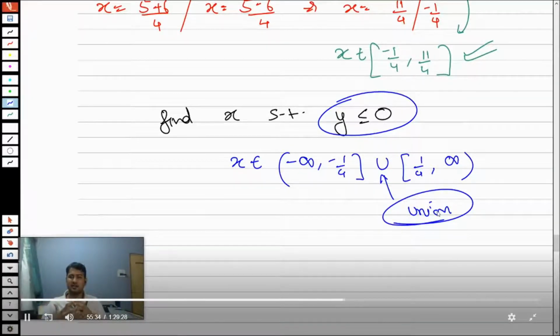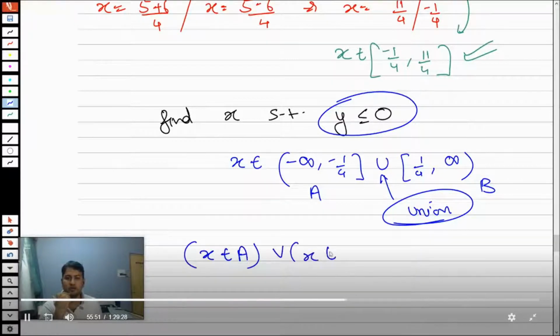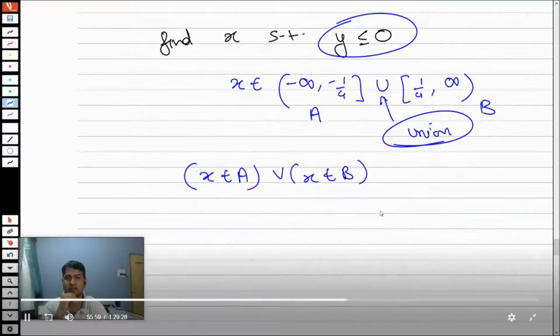Union means you are taking both the sets. Let me call this set A and set B. This statement says that x belongs to A or x belongs to B. That's the idea of union. So we are taking two sets together. This sort of addition of sets is known as union.